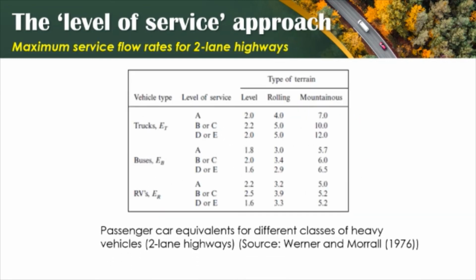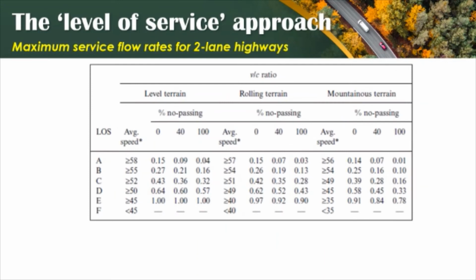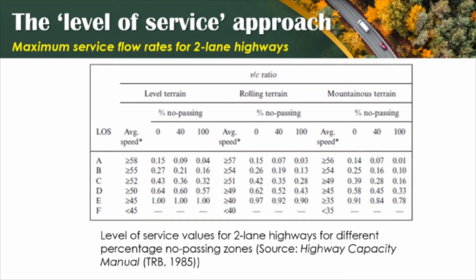The correction factor for heavy vehicles also depends on the incident level of service. Typical values are given in this table. If the level of service values in ideal conditions is not the case, the ratios of volume to capacity for the different levels of service must be adjusted accordingly. Ratios for the different terrain types and for 0, 40% and 100% no passing zones are given in this table.